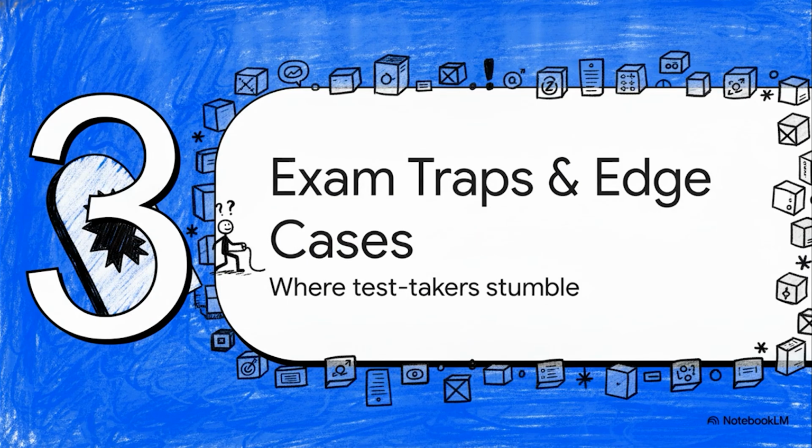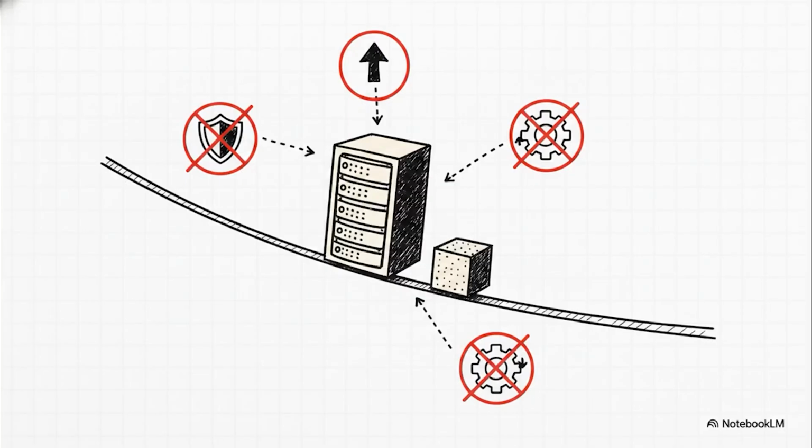All right, ears open for this next part. Section 3 is all about exam traps and edge cases. This is where test takers stumble because exam writers absolutely love testing you on rigid system constraints. The biggest minefield is the optional replication factor 1 configuration. RF1 literally means one copy. That means zero data resiliency. If the drive holding that data dies, it's gone forever, no coming back.